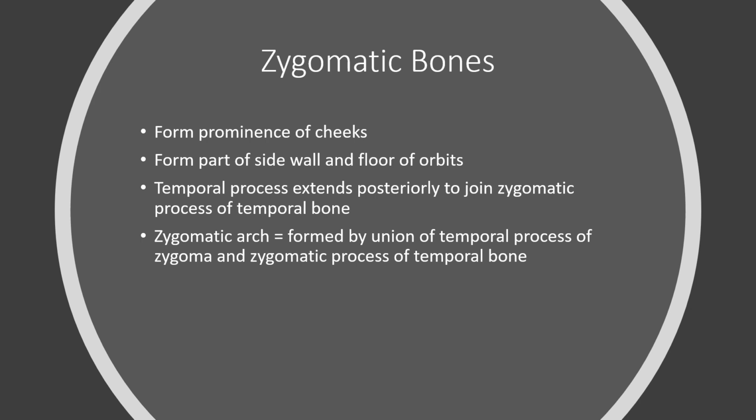Zygomatic bones, those are the prominence of the cheeks. They are at the outer, that is the lateral inferior corner of your orbit. So the zygomatic bone forms part of the lateral border of the orbit, but also part of the floor of the orbit. The temporal process extends posteriorly to join the zygomatic process of the temporal bone. So the zygomatic arch is actually the temporal process of the zygomatic bone plus the zygomatic process of the temporal bone, if that's not confusing enough.